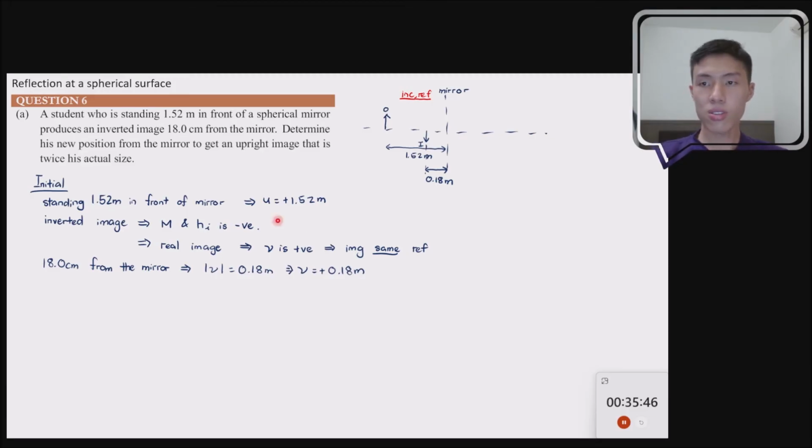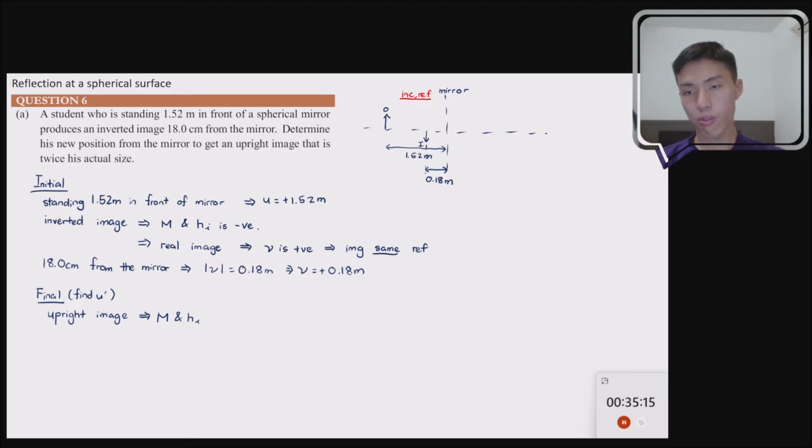Okay, so they ask you to determine the position from the mirror to get an upright image that is twice its actual size. So that's the final situation. In the final situation, they want you to find the new U, so U prime. They want to get an upright image. If they are asking for an upright image, immediately you should think that your M and your HI are both positive. That's just what you learn in concepts.